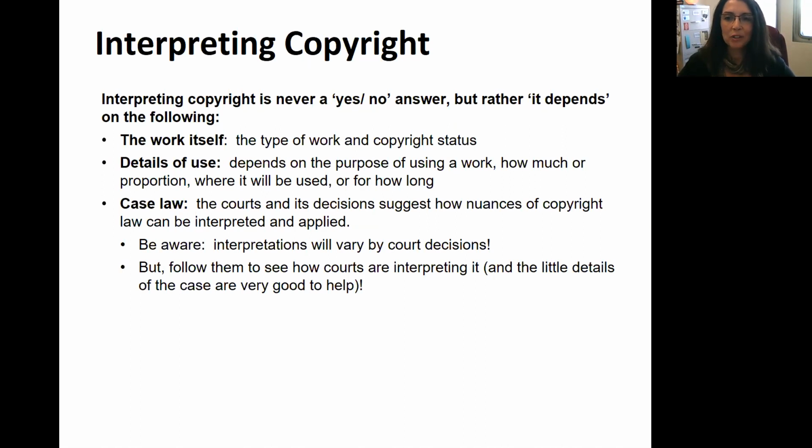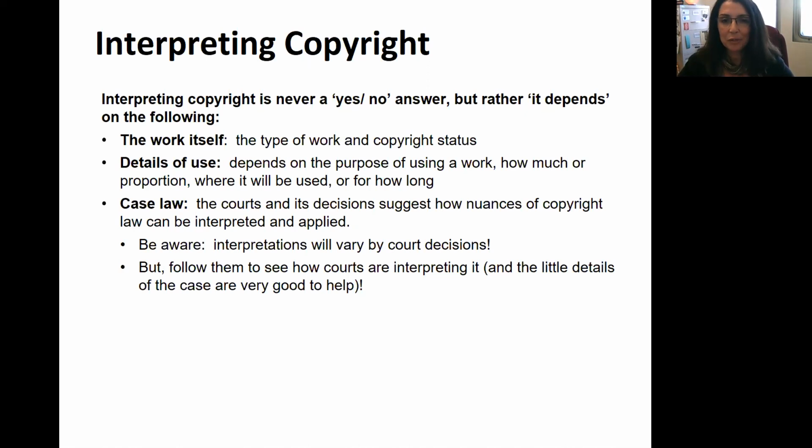Interpreting copyright is never a yes/no answer, but rather it depends. So whenever Kim or Nikki get copyright questions, like if Kim is fulfilling an interlibrary loan request, she can't say just yes or no. She has to think about certain factors about whether or not something can be reused through interlibrary loan, and Nikki would be doing the same in her work with course reserves. So what it depends on are three broad things: the work itself. What kind of work does somebody want to reuse that's copyrighted, and what is its copyright status?